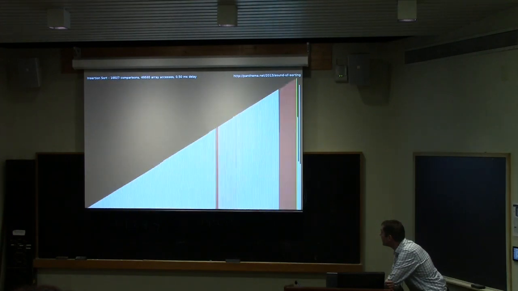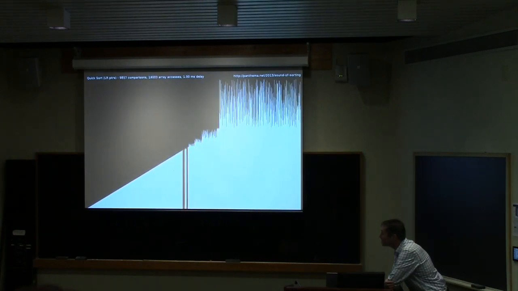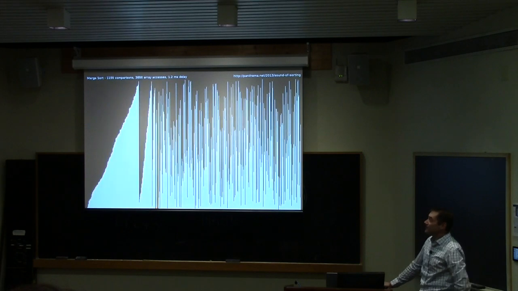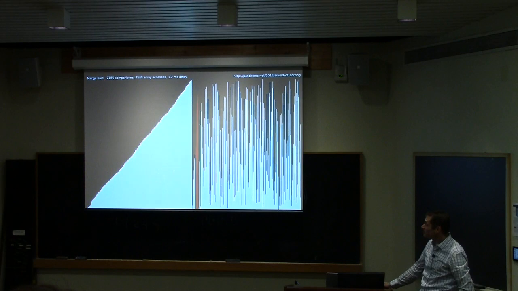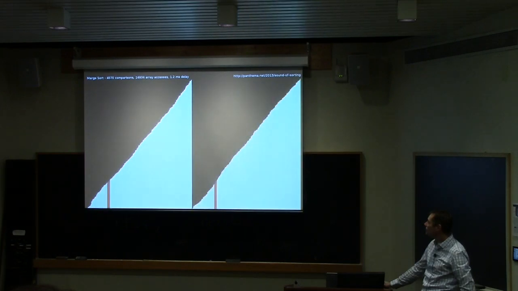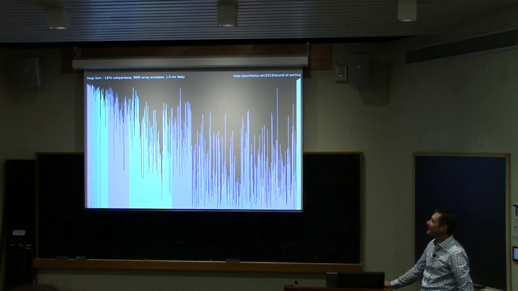Insertion sort is not a fast sort. Quick sort. Quick sort is weird. We'll get to it, it's pretty awesome, but it's weird. Not bad. Okay, merge sort. This one you can almost tell what's really going on. It's merging the two sides. Right? Heap sort. This is the one we've already talked about. It's tough to tell what's going on here.